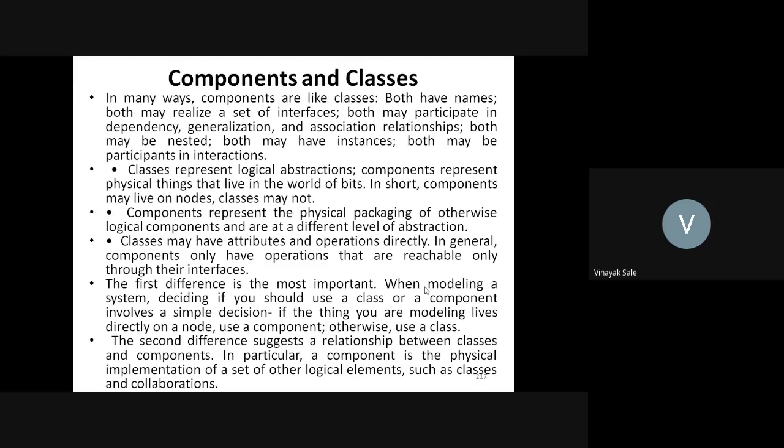Components represent the physical packaging of things, whereas classes are a logical level of abstraction. Classes may have attributes and operations directly. In general, components only have operations that are reachable through their interfaces. The first difference is most important.